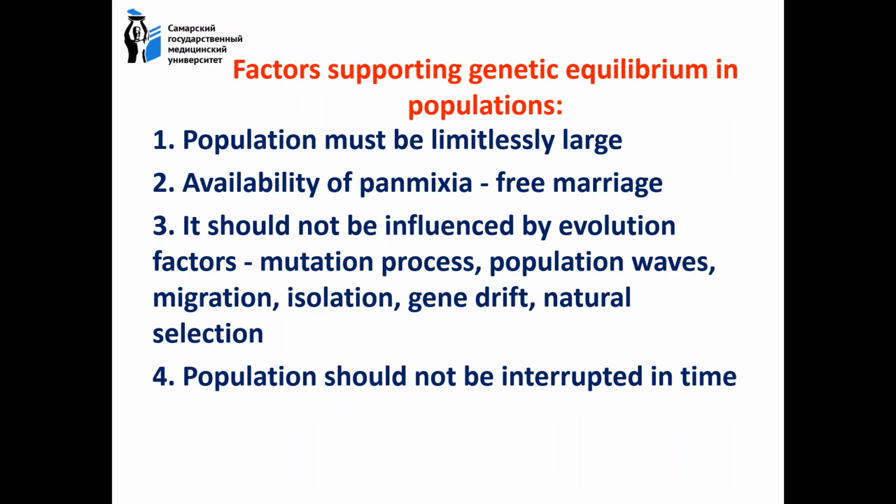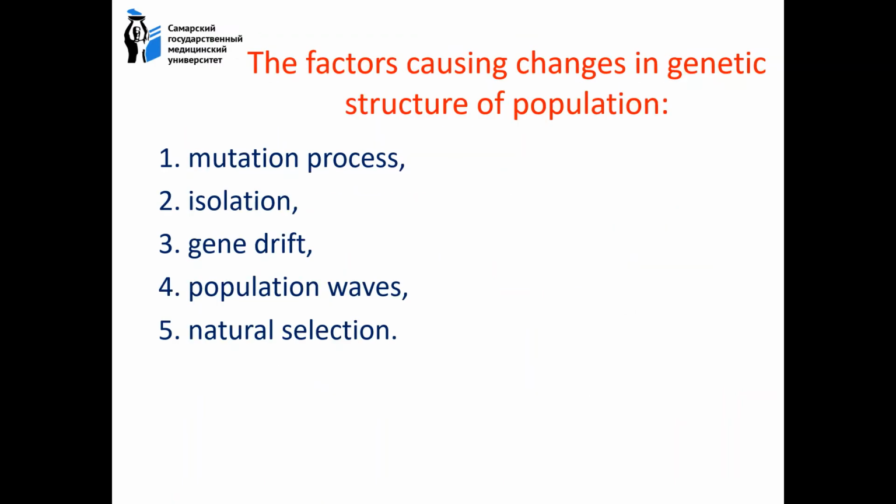There are factors supporting genetic equilibrium in populations. 1. Population must be limitlessly large. 2. Availability of panmixia, free marriage. 3. It should not be influenced by evolution factors. And 4. Population should not be interrupted in time. The factors causing change in genetic structure of population are mutation process, isolation, gene drift, population waves, natural selection.